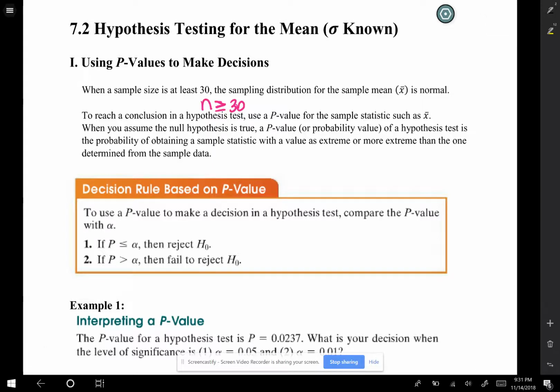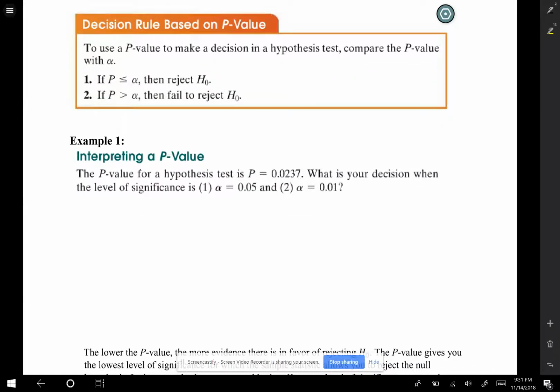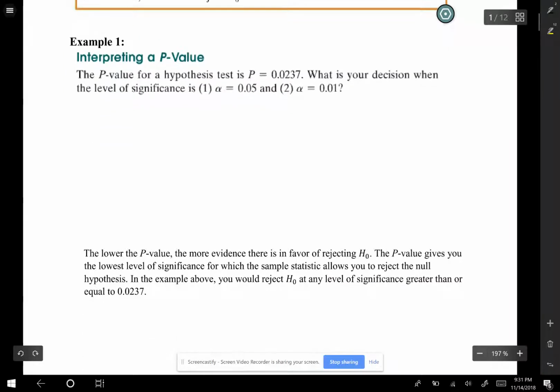So what we're going to be doing is looking at what that means in the context of some actual problems. So we're going to start with, and this was actually included in the last section, if the p-value is less than or equal to the level of significance alpha, then we're going to reject the null hypothesis. And if it's greater than alpha, then we'll fail to reject it. So on example 1, we're just going to interpret the p-value. It says the p-value for a hypothesis test is p equals 0.0237. What is your decision when the level of significance is 0.05 and when the level of significance is 0.01?